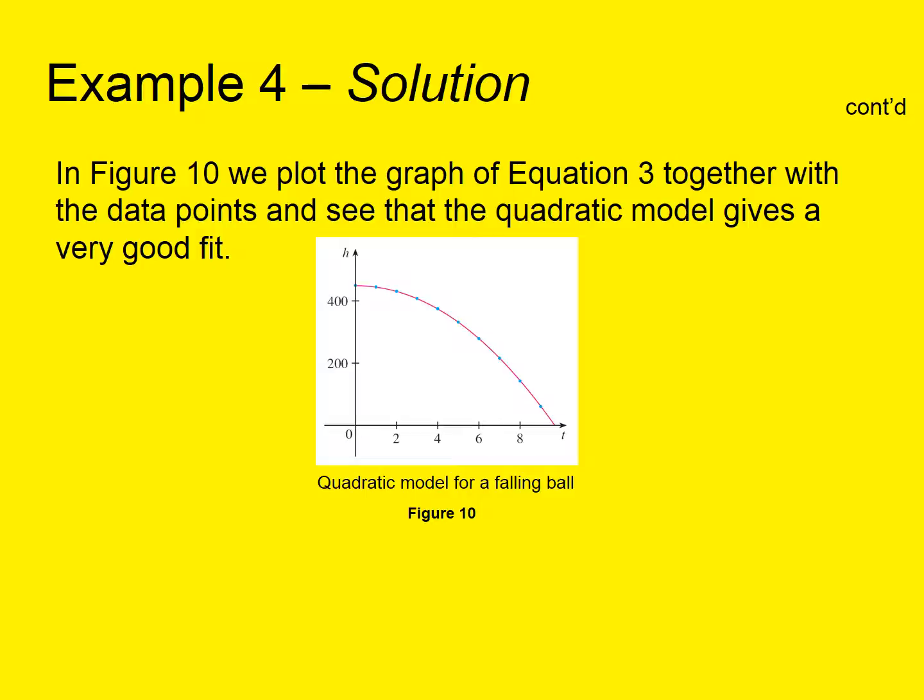In Figure 10, we plot the graph of equation 3. So that thing that we just got from the calculator, we graph it together with the original scatter plot that we had, and this quadratic model gives a very good fit. In fact, it's so good, a student might think that those are necessarily points on the graph of the function that we got from the calculator. But no, those points are not exactly on that pink line.